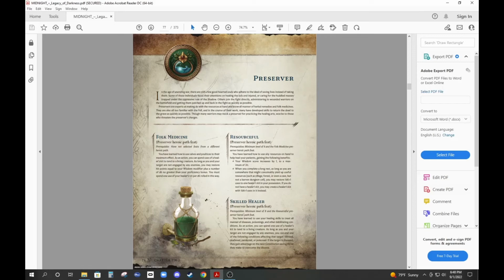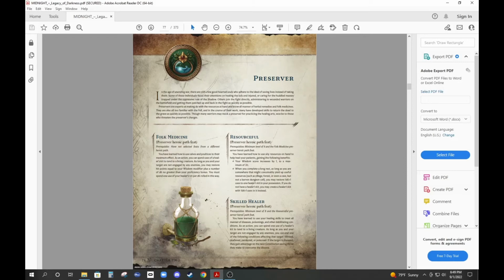Others join the fight directly, administering to wounded warriors on the battlefield and getting them patched up and back in the fight as quickly as possible. Preservers are experts at making do with the resources at hand and know all manner of herbal remedies and folk medicines. They are also all too familiar with the Fell, and in the course of their work, many have developed skills to return the dead to the grave as quickly as possible.